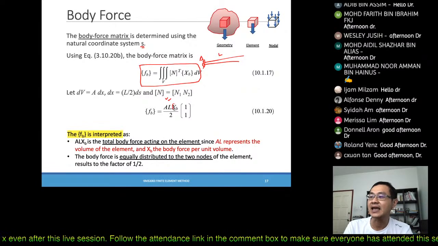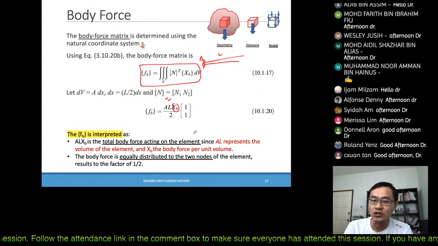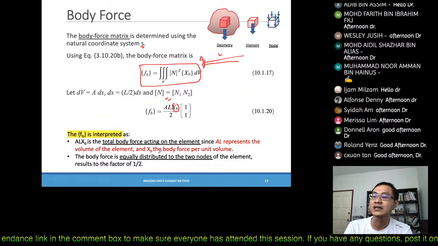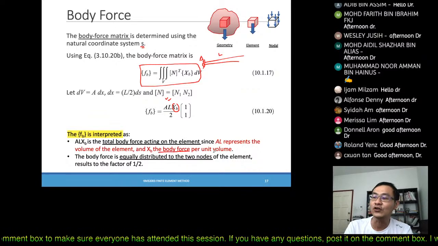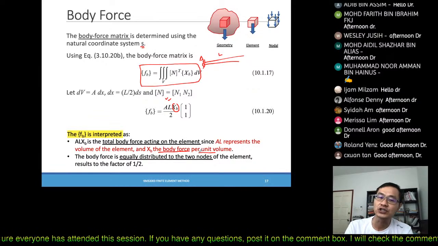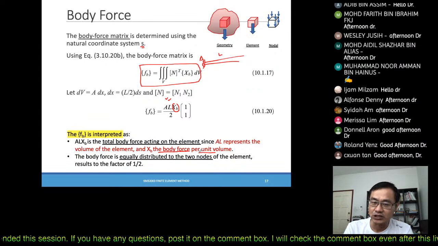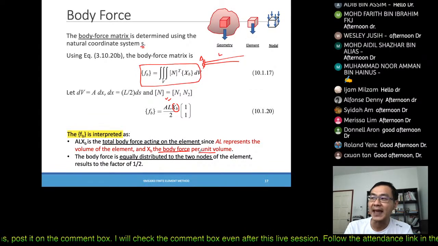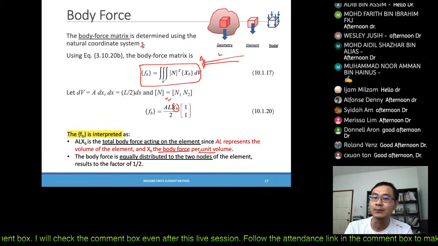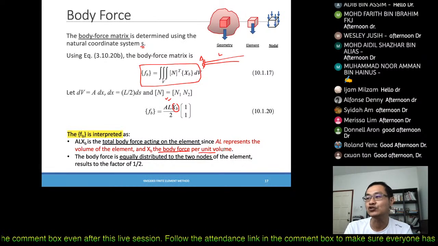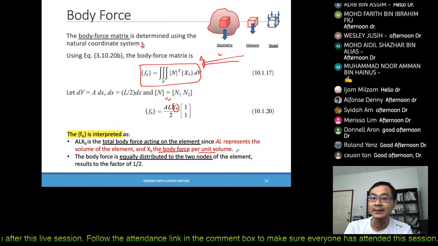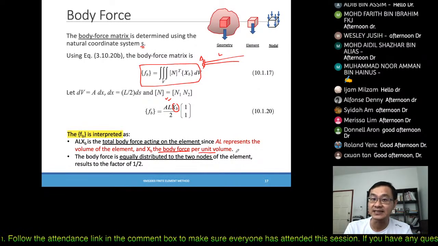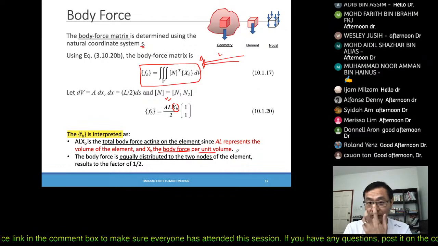Okay, then this XB is what we tell the software to input. The XB would be the body force per unit volume. Usually we will tell the software what is the force per unit volume acting on that particular body. In this case, it could be due to the mass, which is related to the density, in terms of volume.